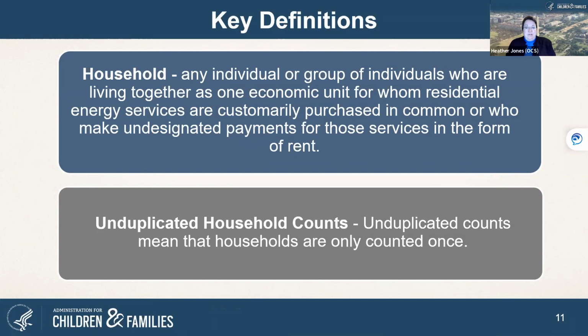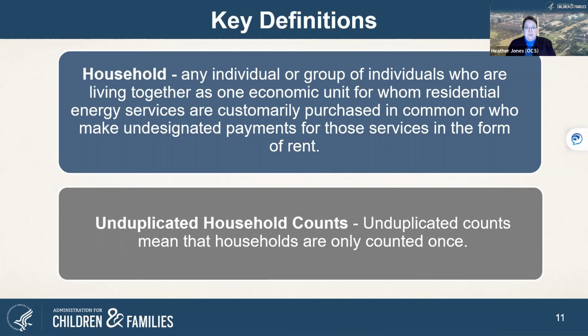There are some key definitions to keep in mind when completing the LIHEAP quarterly report. LIHEAP defines the term household as any individual or group of individuals who are living together as one economic unit for whom energy services are customarily purchased in common or who make an undesignated payment for those services in the form of rent. Household members are those individuals who comprise a LIHEAP household unit.